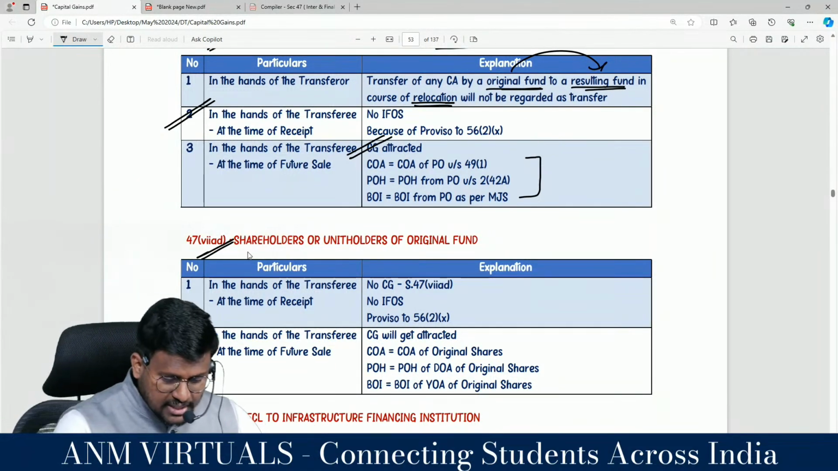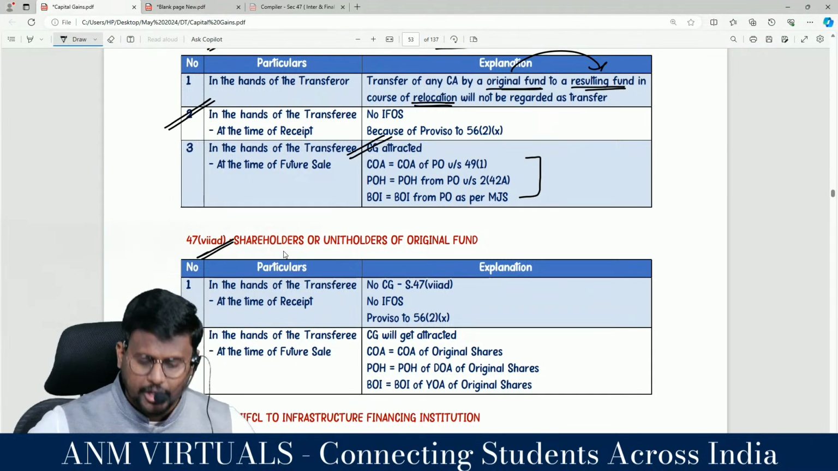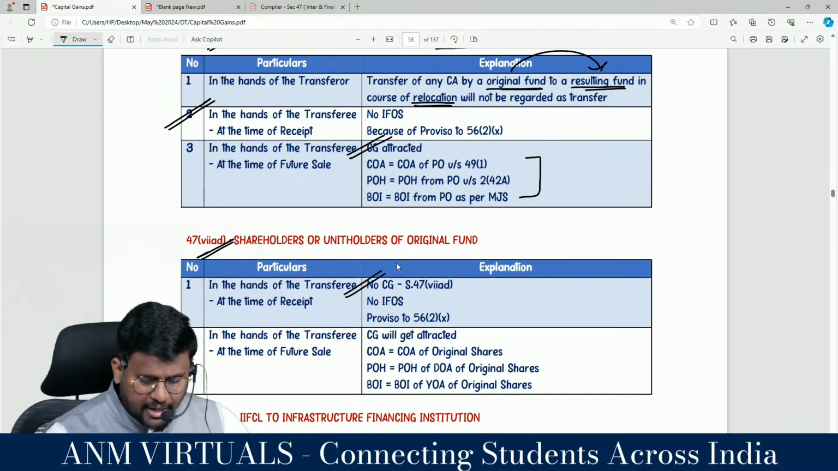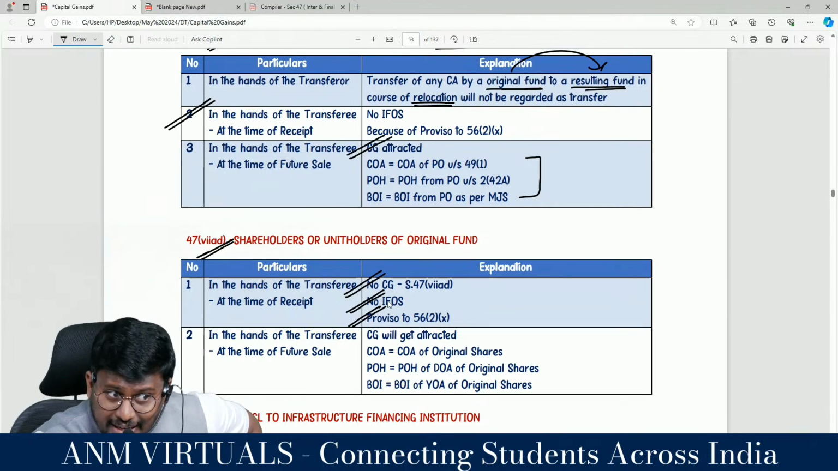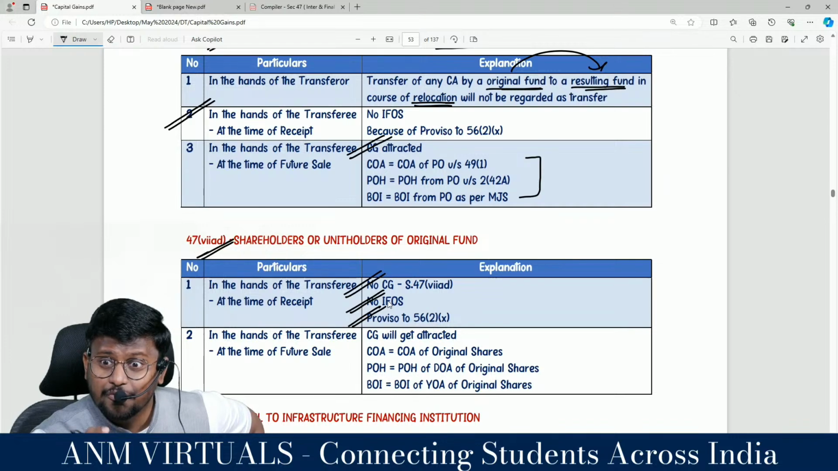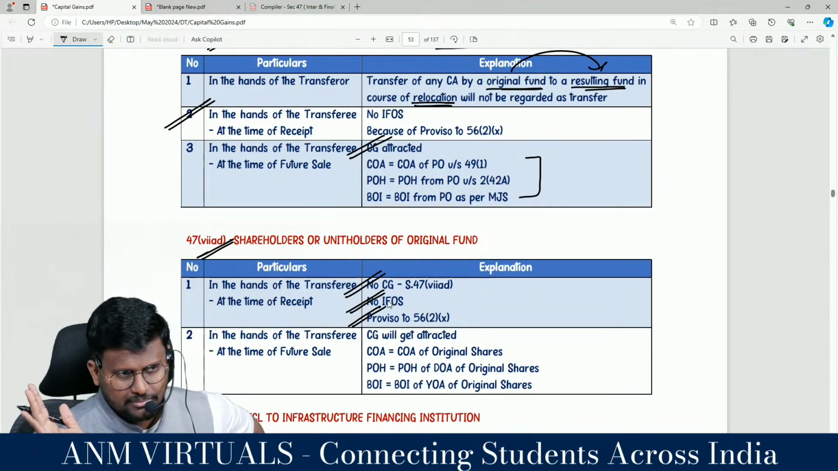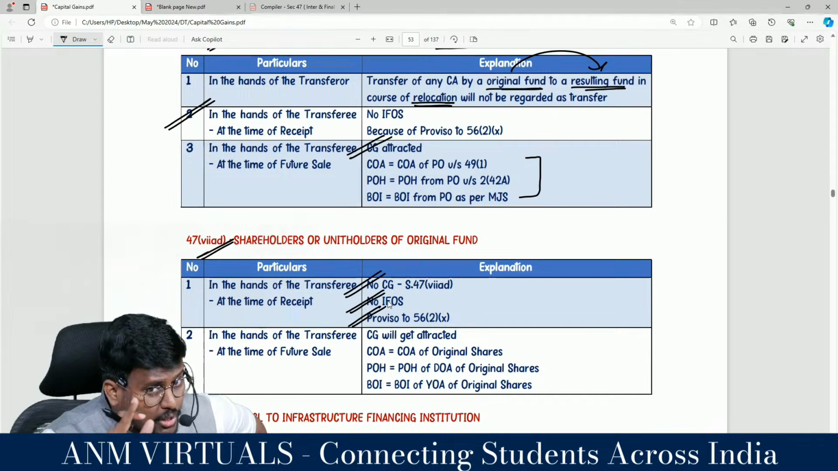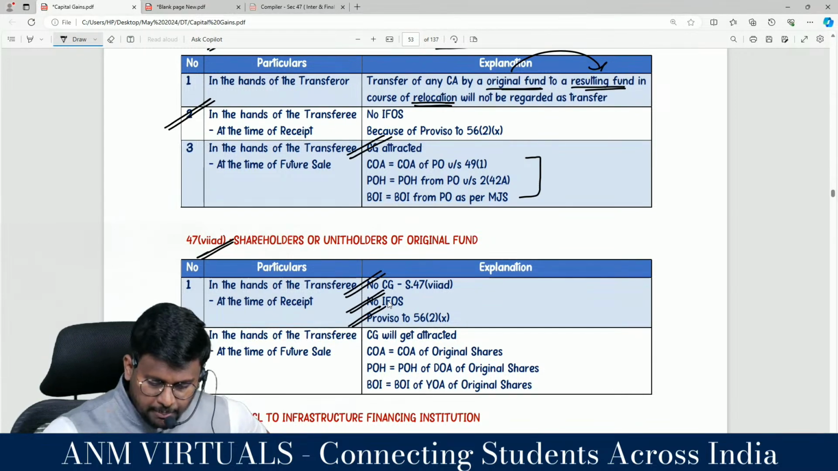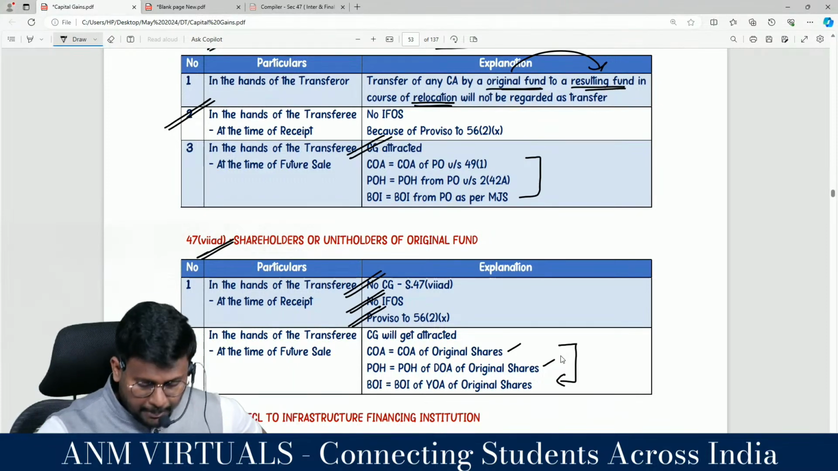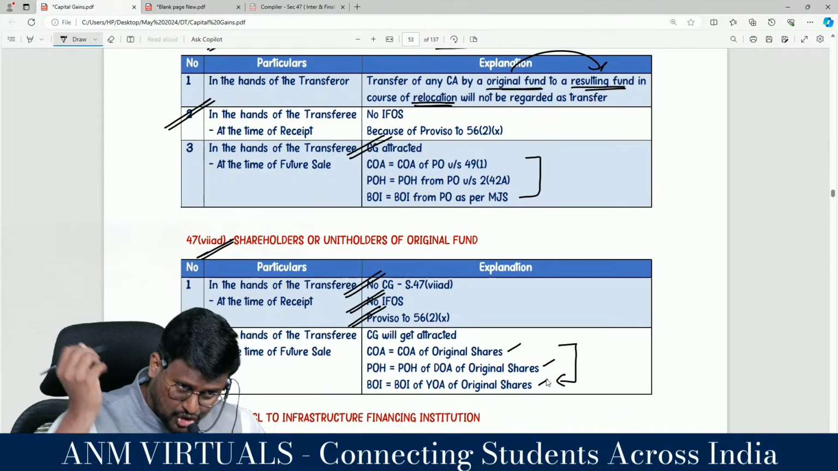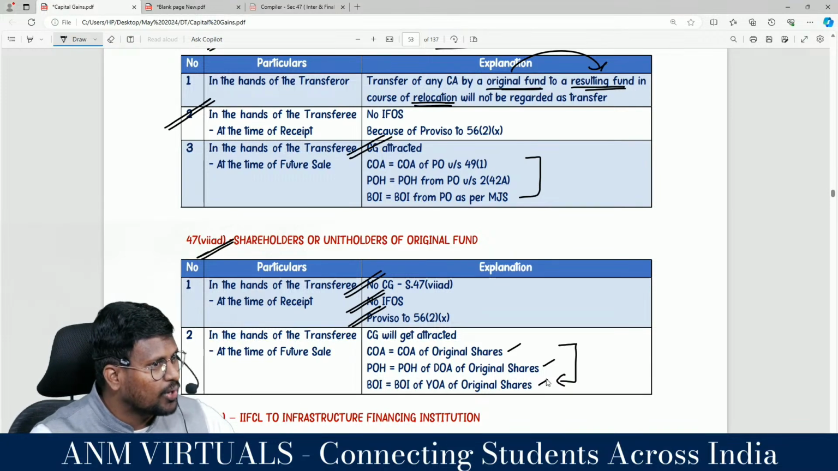AD sir: shareholders or unit holders of the original fund, no capital gain because of the 47 clause, no NOS because of the proviso to 56 subsection 2. Now what you hold is shares or units of the resulting fund, either of the two. If you sell it in future, what gain arises? Because at that time the cost of acquisition is the cost of acquisition of the original share, the period of holding is from the date of acquisition of the original share, and the benefit of indexation is from the year of acquisition of the original share. Don't say previous owner.